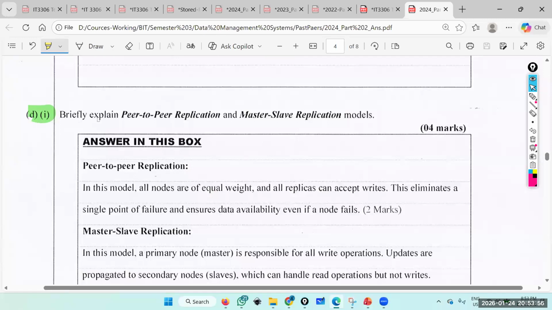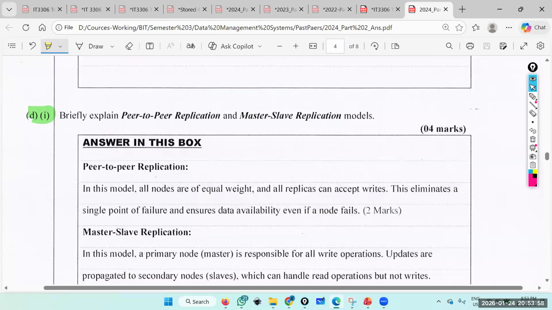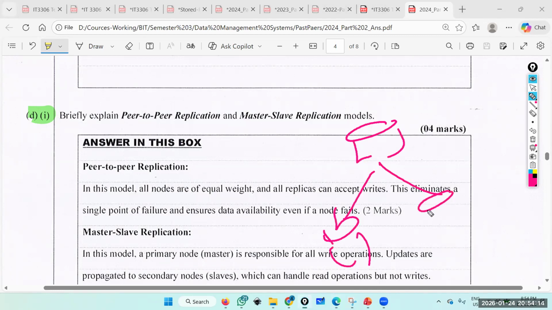D1. Briefly explain peer-to-peer replication and master-slave replication. Remember in peer-to-peer, you do the updates to the peers. But in master-slave, you do update to the master and master propagates it to the slaves. Okay. So you need to explain that.